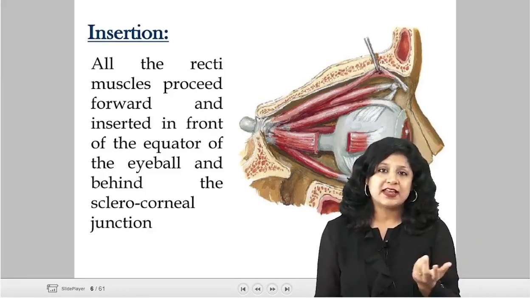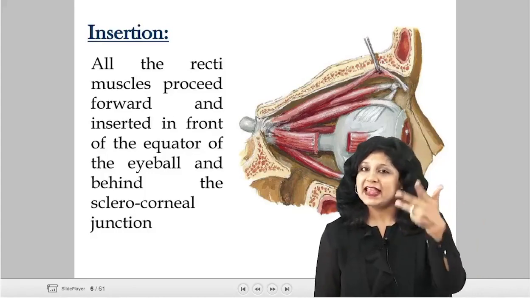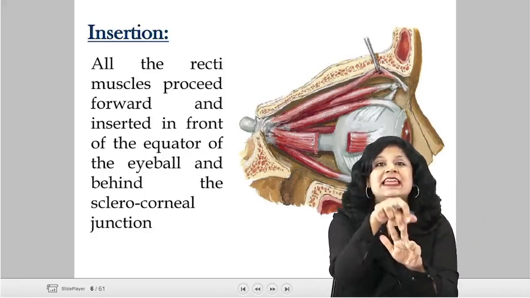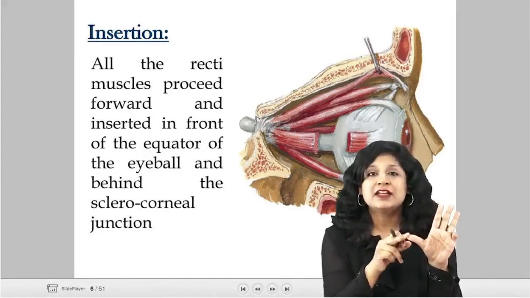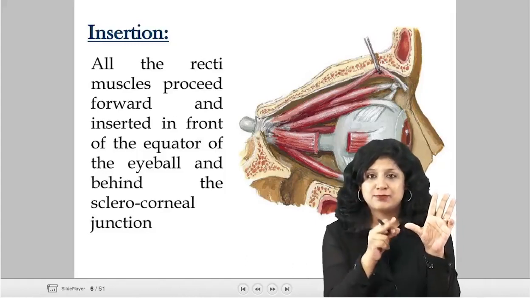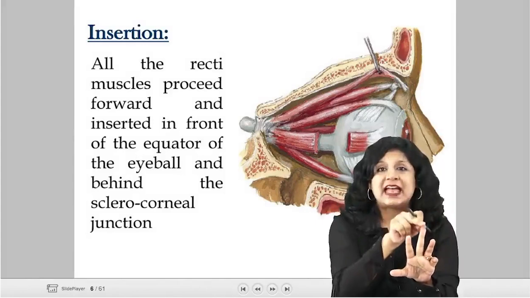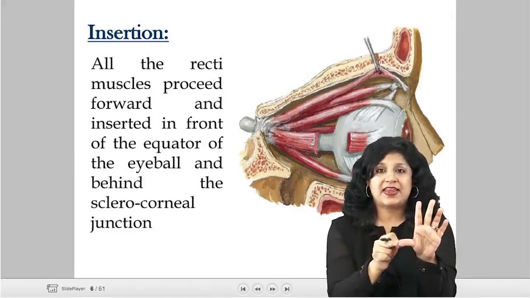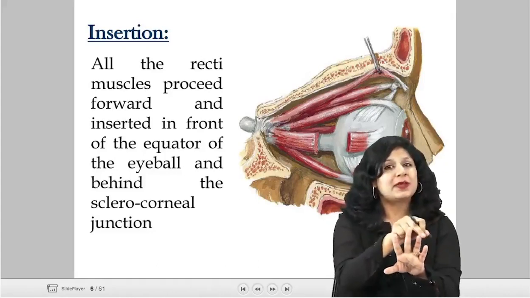So what is the mnemonic there? We have MILS: medial rectus, inferior rectus, lateral rectus and superior rectus. So start with 5.5 mm, 6.5 mm, 6.9 mm and 7.7 mm. Medial rectus, inferior rectus, then lateral rectus and superior rectus.